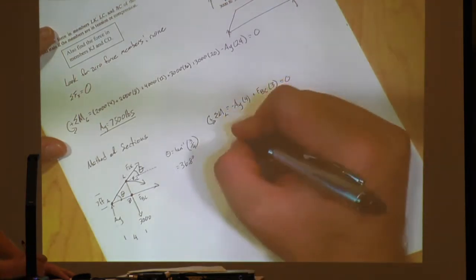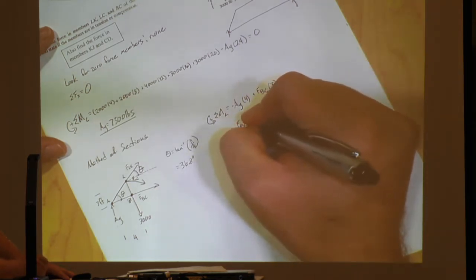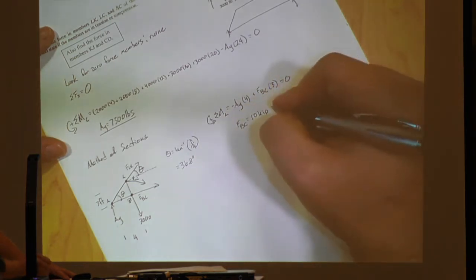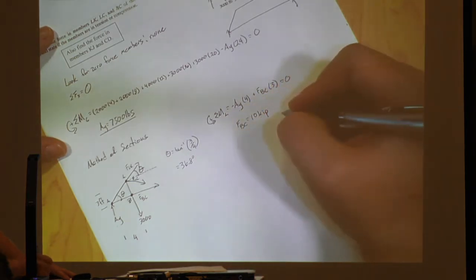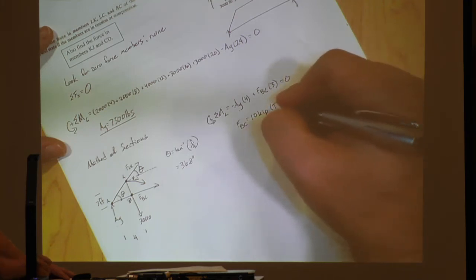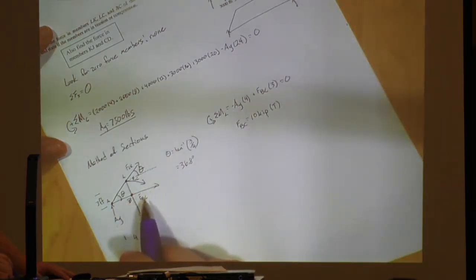All right. And then it's going to be solved with FBC is equal to 10 kip. And is it going to be in tension or compression? Tension? Okay. And why? Because it's positive, and our convention said it was in tension already. So we're just going to leave it as is on the free body diagram and say it's in tension.